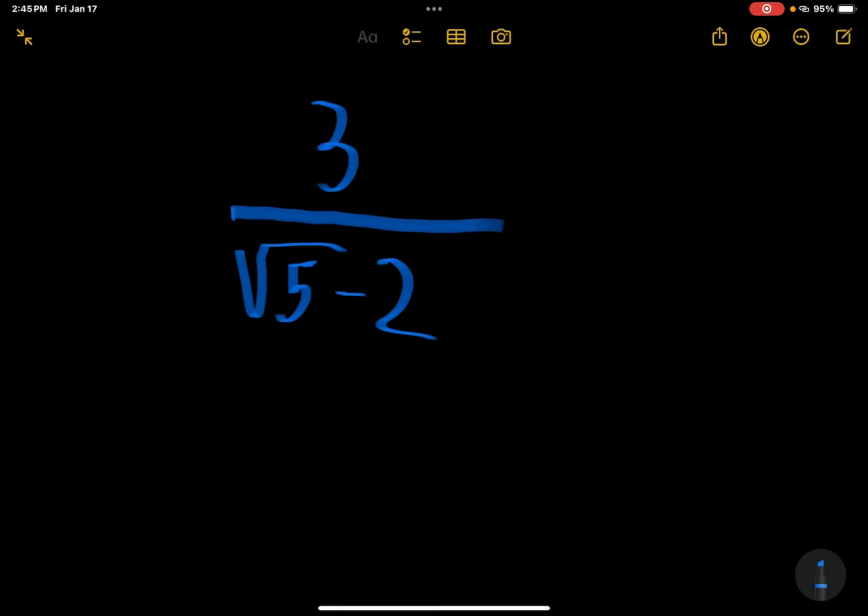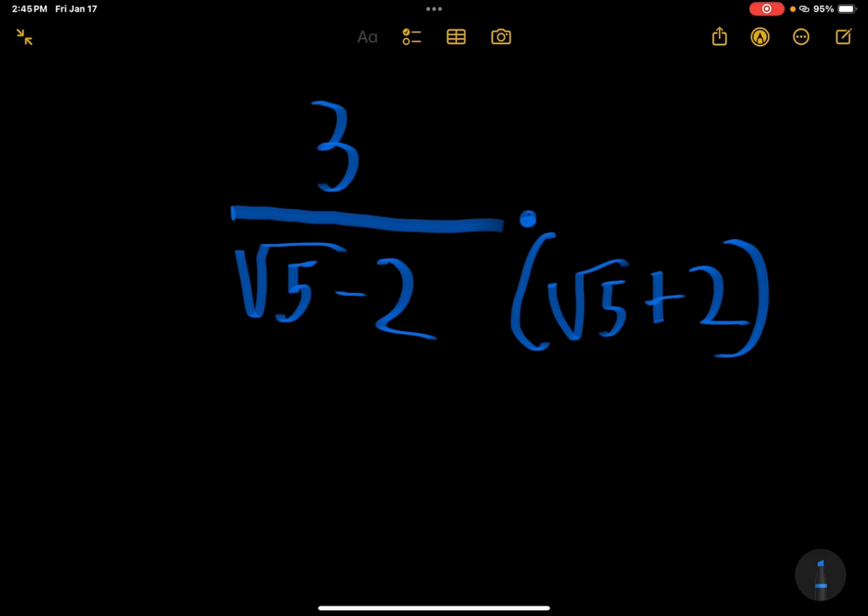How to rationalize the denominator. The first thing we're going to do is multiply the denominator by the conjugate. So the conjugate is square root 5 plus 2. And what you do to the bottom, you got to do to the top. So square root 5 plus 2.